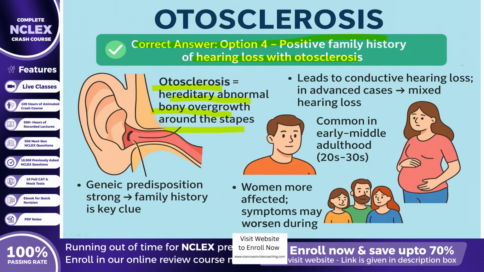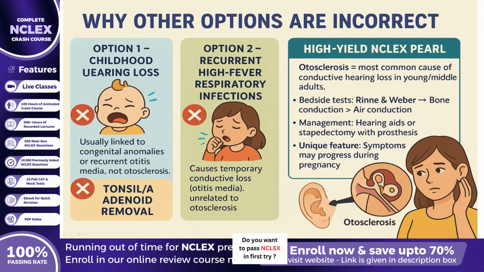Many clients report one or more relatives with the same diagnosis. Women are more frequently affected, and symptoms may worsen during pregnancy due to hormonal influences. That is why a positive family history is the most expected finding in the health history of clients with suspected otosclerosis. Looking at the other options, childhood hearing loss is usually related to congenital anomalies, recurrent otitis media, or syndromes unrelated to otosclerosis, so Option 1 does not fit.